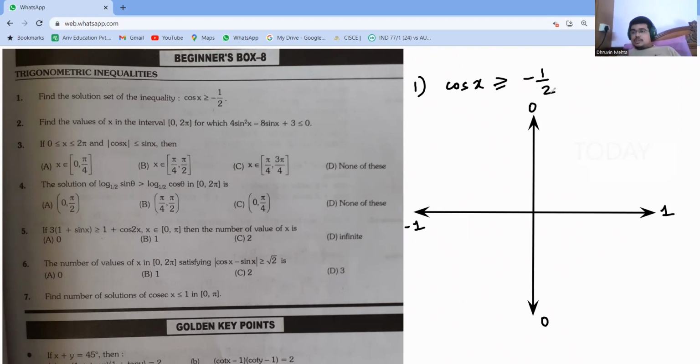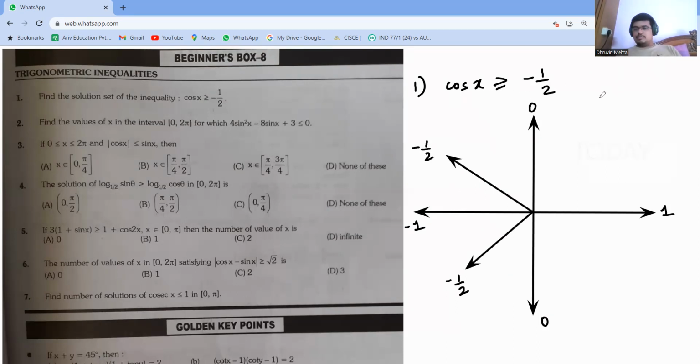So now first tell me, cos is negative in which quadrants? 2 and 3. So in 2 and 3, for minus half, somewhere here there will be an angle such that cos of that angle is minus half, and in the third quadrant we will have one such angle such that it is minus half. So you have to first identify the region over here, guys. Which region will have values where cos x is greater than or equal to minus half?